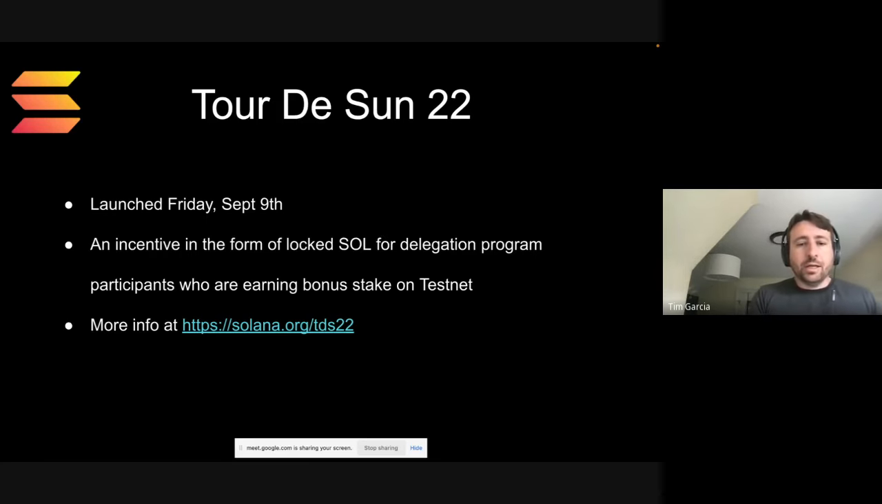Another thing I want to mention, if you missed this, Tour de Sun was launched last week. Tour de Sun is an incentive program for delegation program participants. It allows people who have their testnet delegation program servers up to date and getting bonus stake to get a locked SOL incentive if they get their servers from an approved provider. Right now, it is just Edgevana, but potentially more in the future. So if you rent your server from Edgevana and you're on the delegation program and you get bonus stake, you will get double the price of your server in locked SOL.